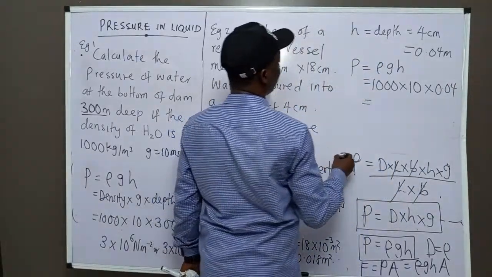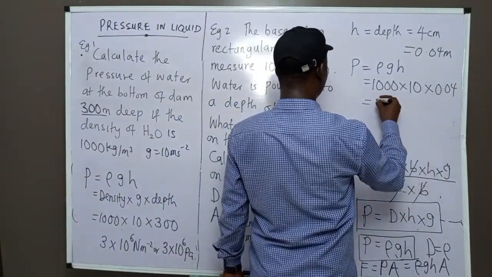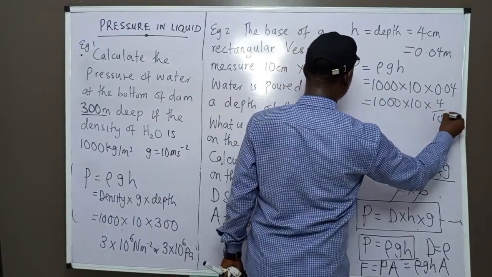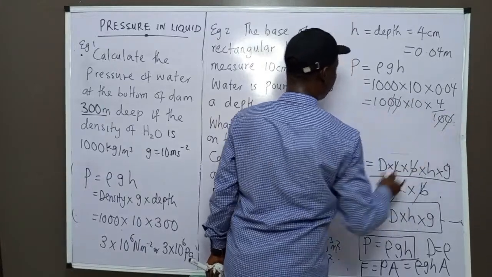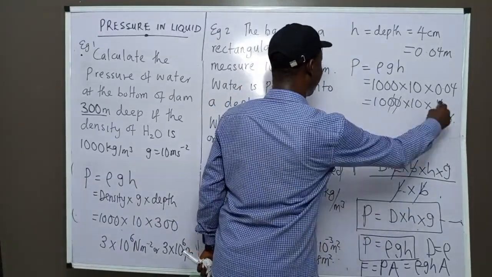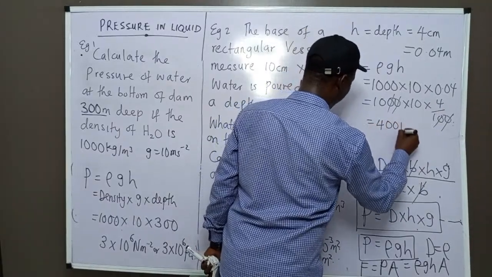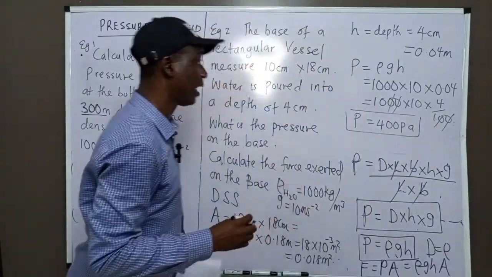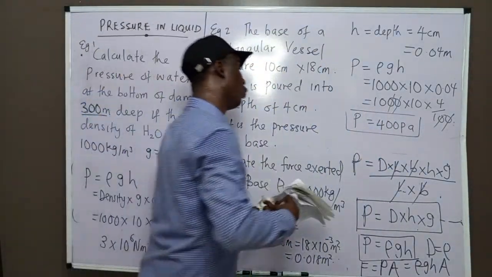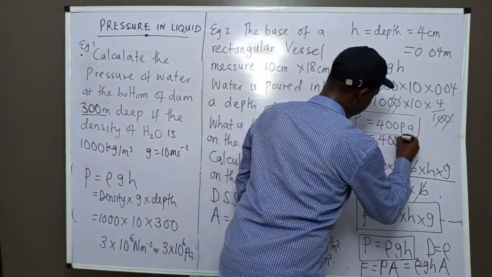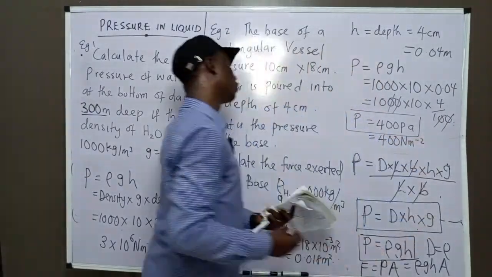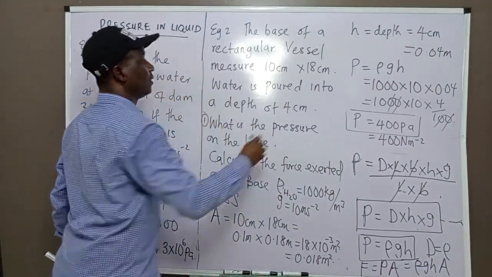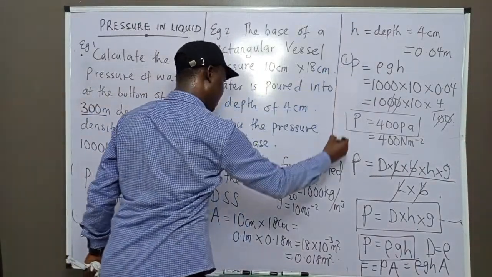We want to have it as 1,000 times 10 times 4 over 100. So this will cancel this. What I want to have is 10 times 10 is 100 times 4 is 400 Pascal. So pressure is 400 Pascal, or 400 Newton per meter square. Anyone you want to use. But that is not our final answer. We have solved number one question anyway. This is Roman figure 1. Please take note of that.